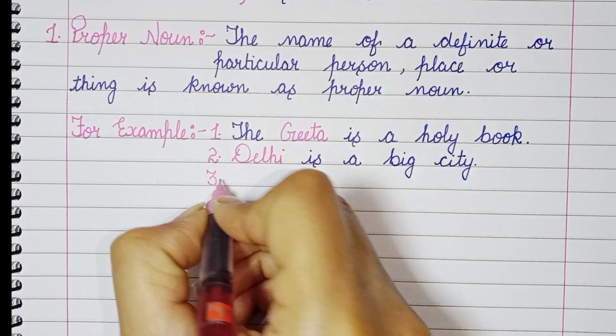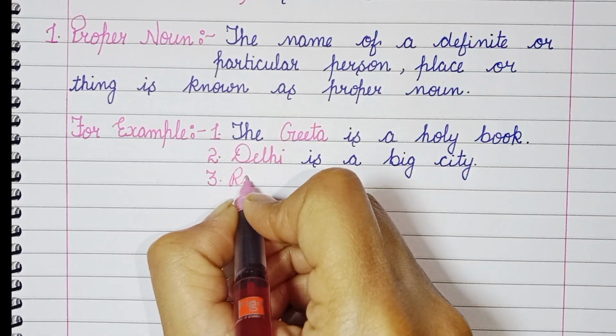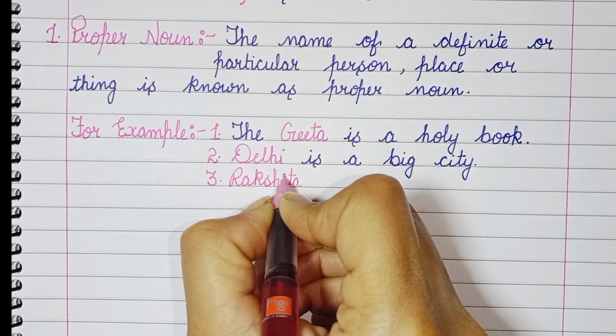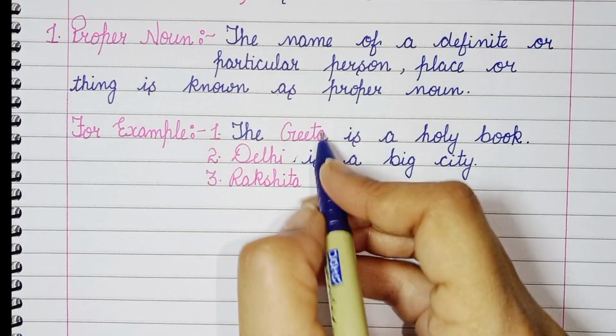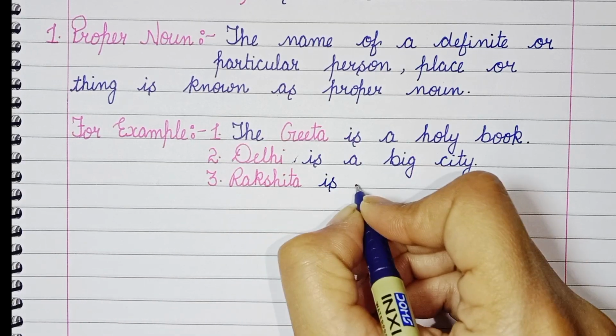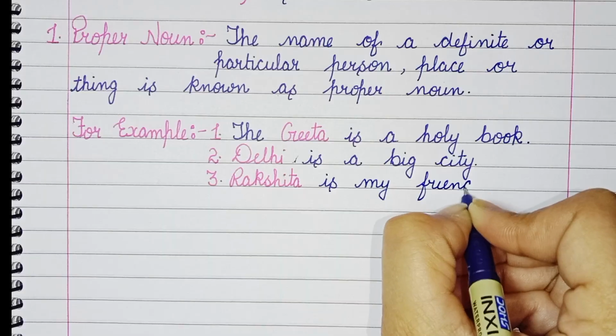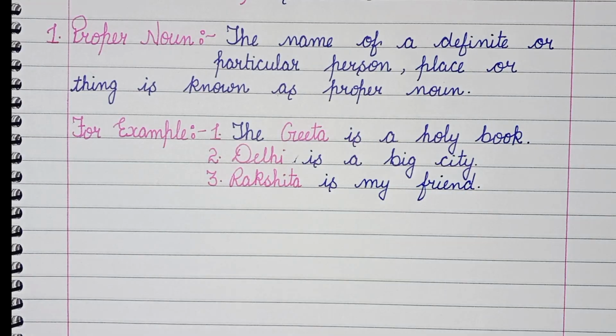Second, Delhi is a big city. Delhi. Delhi is a proper noun. Then third is Rakshita is my friend. Rakshita is also a proper noun.